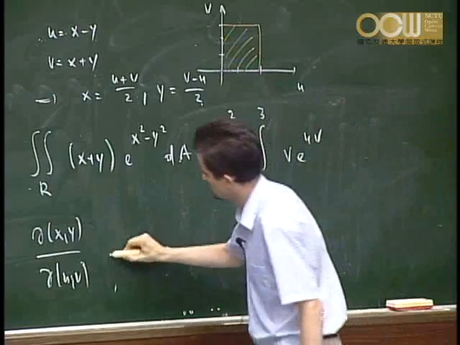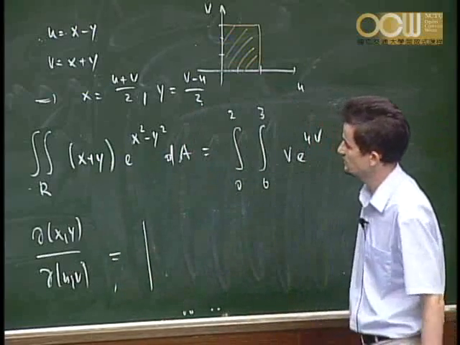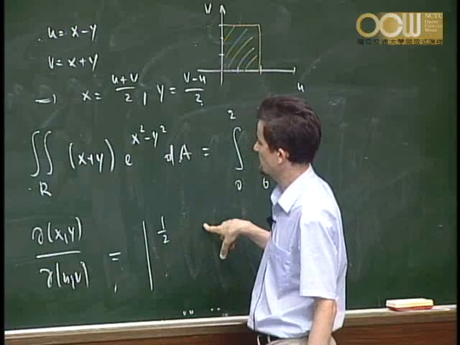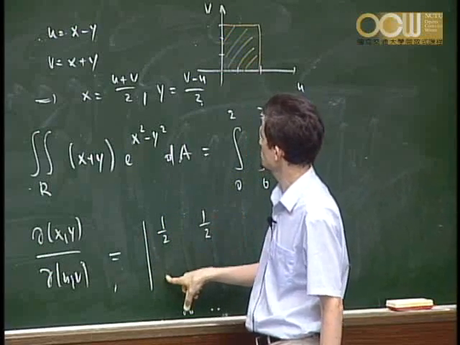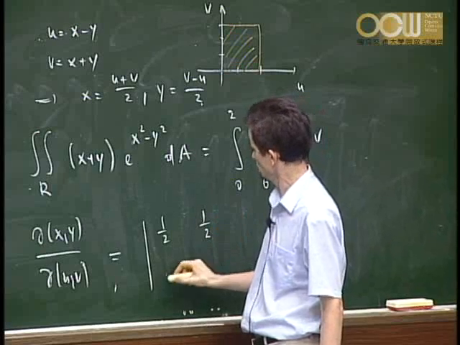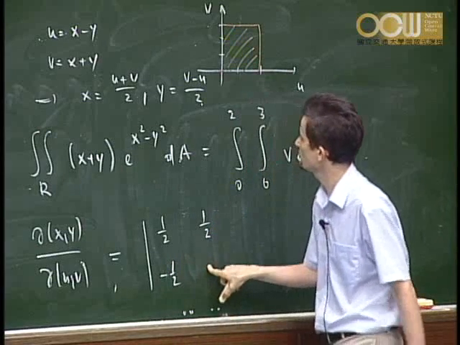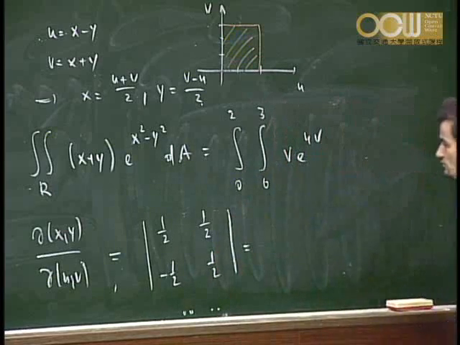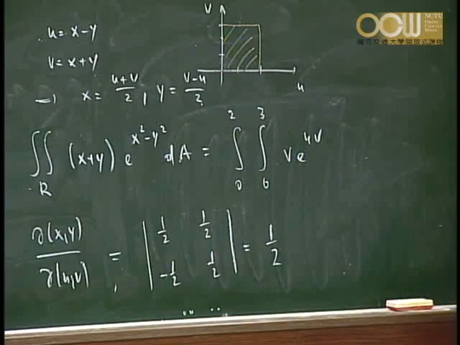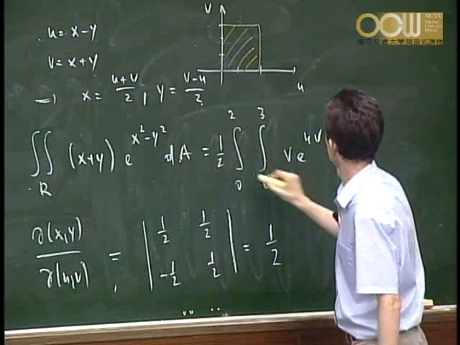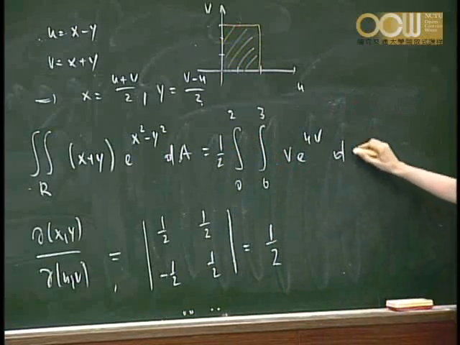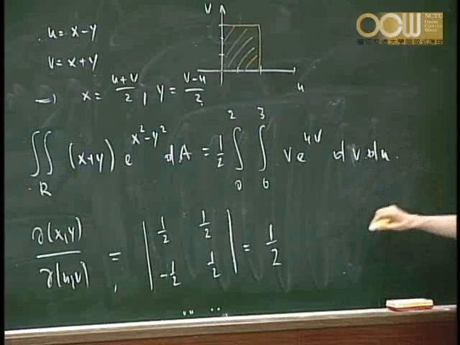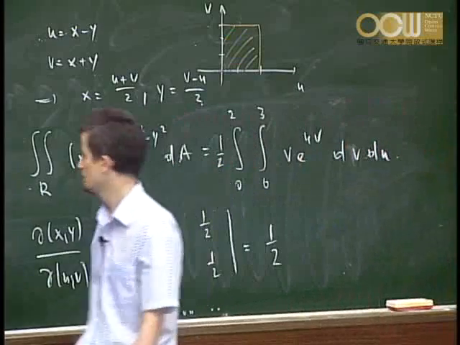Okay, so you see that the Jacobian becomes the determinant. This is the partial derivative of x with respect to v, which is 1/2. The partial derivative of y with respect to u is minus 1/2. The partial derivative of y with respect to v is 1/2. So what you get is 1/2. So here you have 1/2, and then you have dv du. And this is not complicated to integrate.